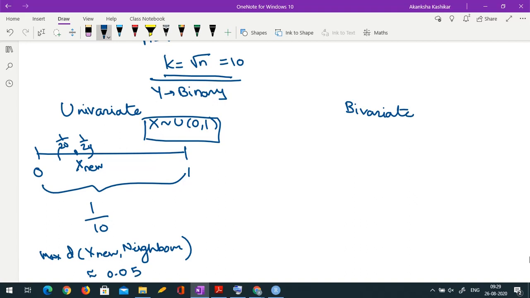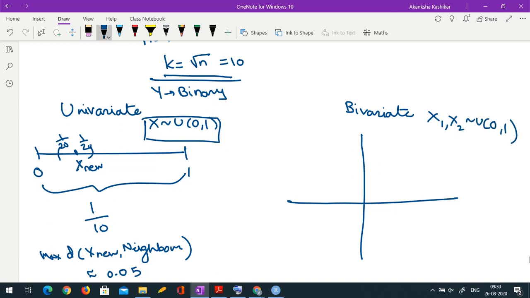Now let me go to the bivariate scenario, and in bivariate let me assume that x1 and x2 are both uniform on 0, 1. So I have 0 here, 1 here, 1 here. So my data is roughly located in this square.